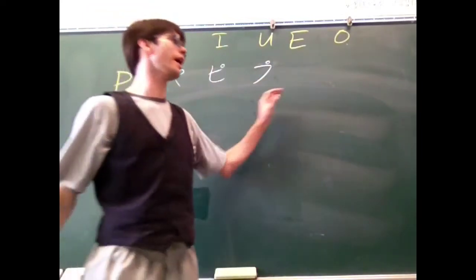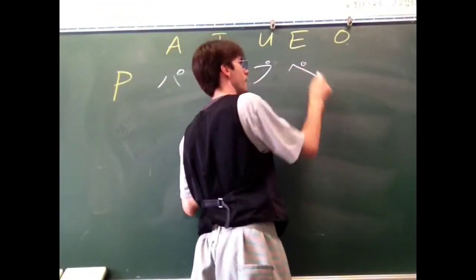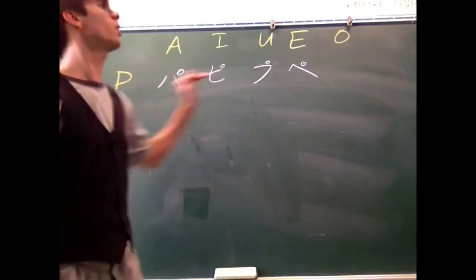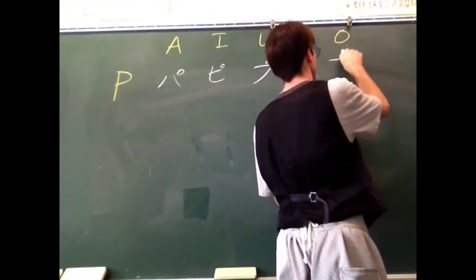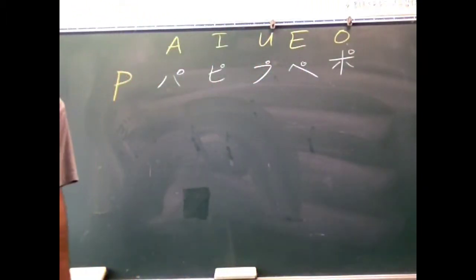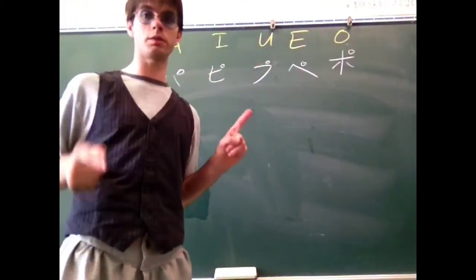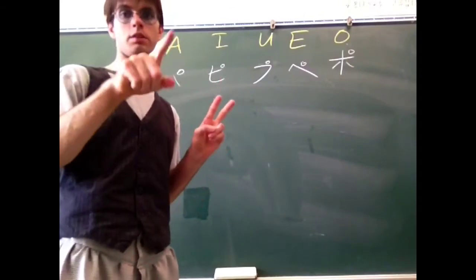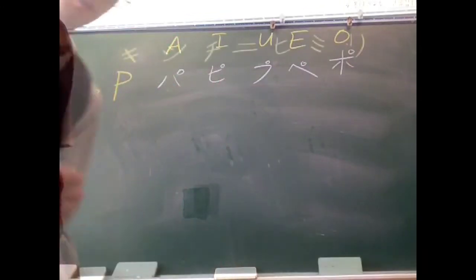The next one, he, of course, becomes pe, and then ho becomes po. Easy stuff. Okay, so now you've got the dakuon, the tenten, and the handakuon, the little circle. Let's move on. Combinations time.